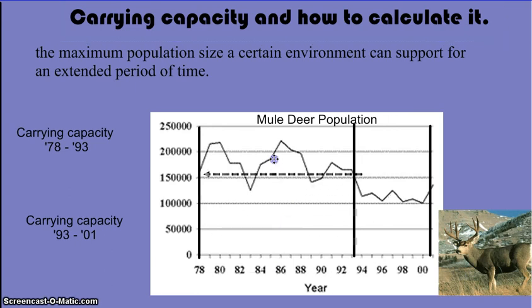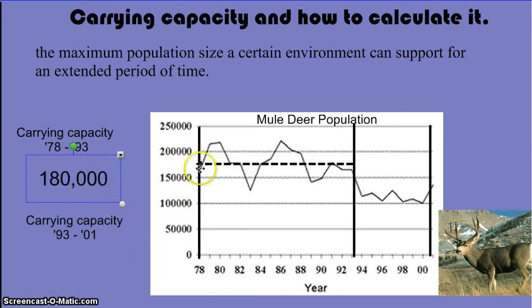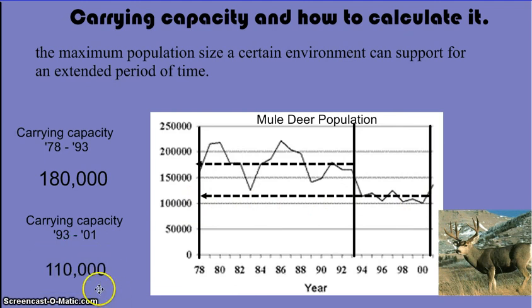So between 1978 and 1993, the average would be something like this, meaning the carrying capacity here would be about 180,000 mule deer. Okay? Because this is the number of deer here. Actually, this y-axis should be labeled. Then what about 93 to 01? Well, again, we're looking for the maximum that can be supported. So here is that average line, and if we draw a line all the way over here, we see that it is about 110,000 deer.